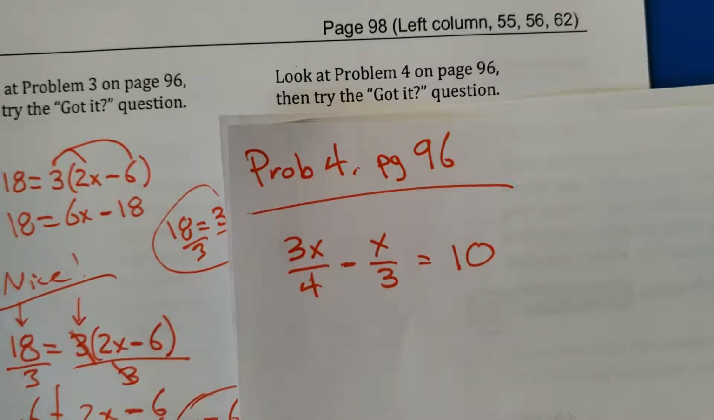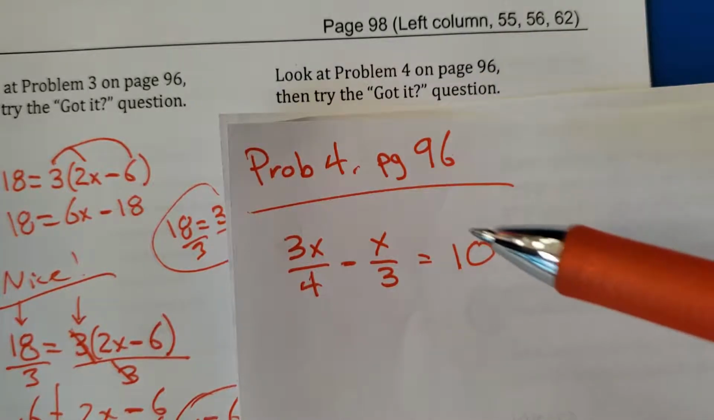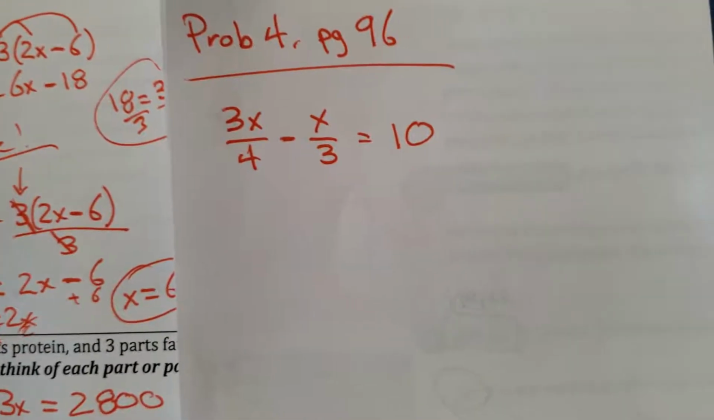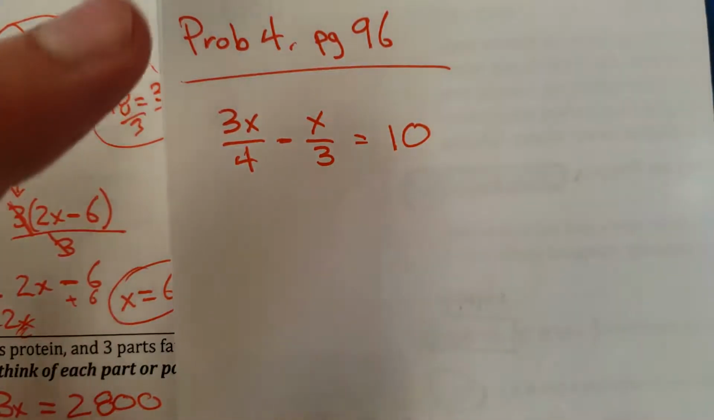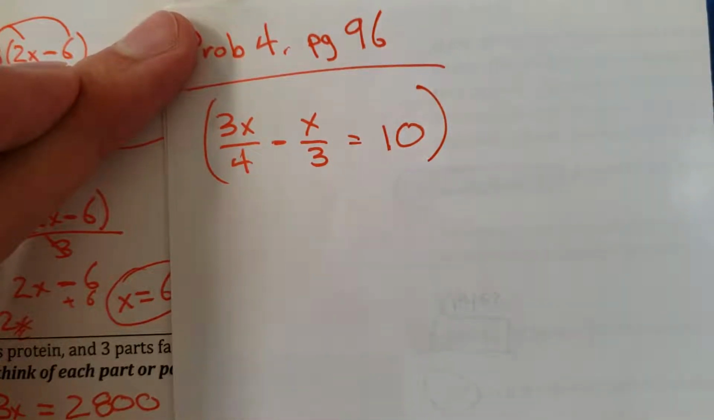Problem number 4 on page 96. Again, we're going over the 2-3 notes. Here's problem number 4. I copied it from the book. So here's the issue: fractions are the worst. So what we're going to do is actually be an equation cosmetic surgeon. What do I mean? We're just going to try to make this thing look a little more pretty.